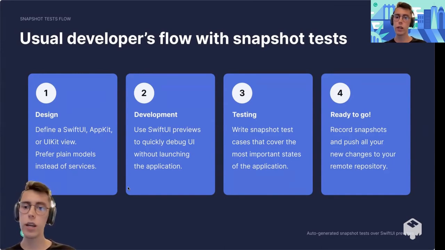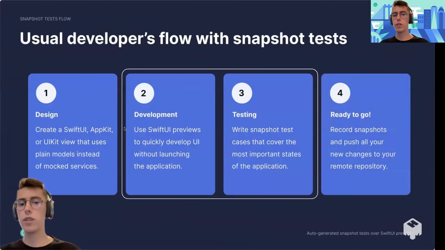Then we start writing snapshot tests because we want to have that behavior locked with some visual representation in our Git, which is why we also have to cover it with snapshot tests, doing kind of the same job, because we also cover it in the most critical and vital states. And then whenever we finish, we're ready to push our UI to a remote repository and so on.